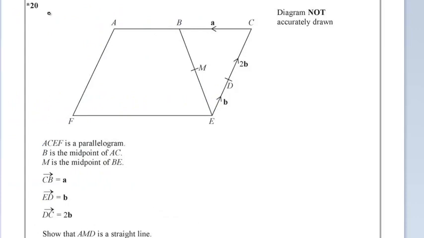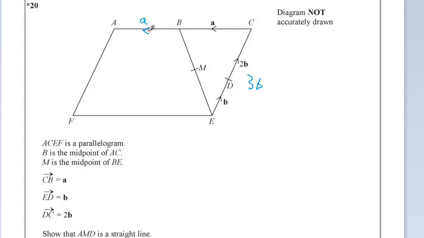Okay, we've got a vector problem now. Let's have a look. ACEF is a parallelogram. That's ACEF. B is the midpoint of AC. There's AC, B is the midpoint. M is the midpoint of BE. And what have we got to find? Oh yes, CB is a vector A, E to D here, vector B, and D to C is 2B. So this is going to be 3B up here. Let's just put a few bits in that we know. That's 3B up there. Parallelogram, so if that's the midpoint, this must be A as well.